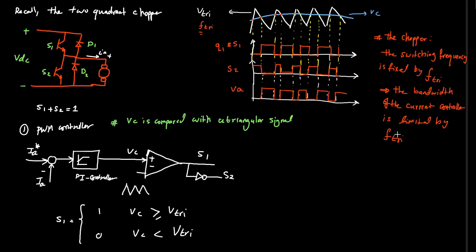So the bandwidth of the current controller is limited by the F triangular, which means the speed of the current control, or the time constant of the current control, cannot be faster than the carrier frequency. This is very important.